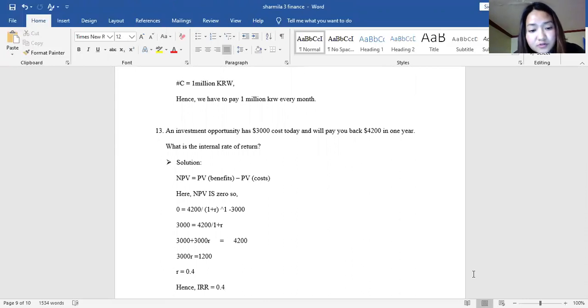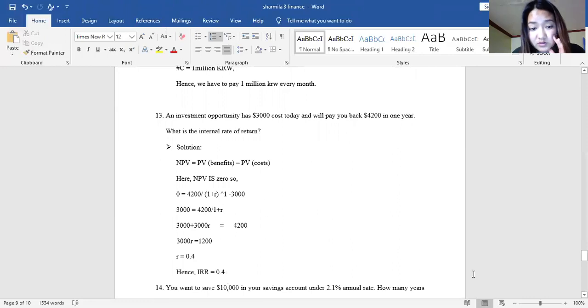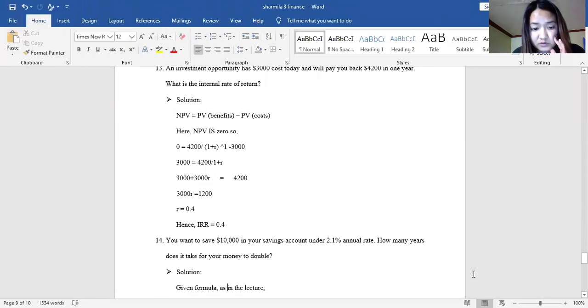3,000 equals 4,200 divided by 1 plus r. 3,000 plus 3,000 r equals 4,200. 3,000 r equals 1,200. r equals 0.4. Hence, the internal rate of return is 0.4.